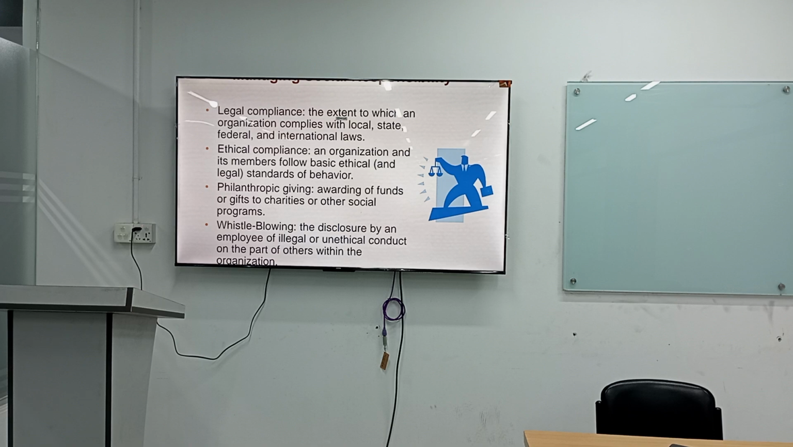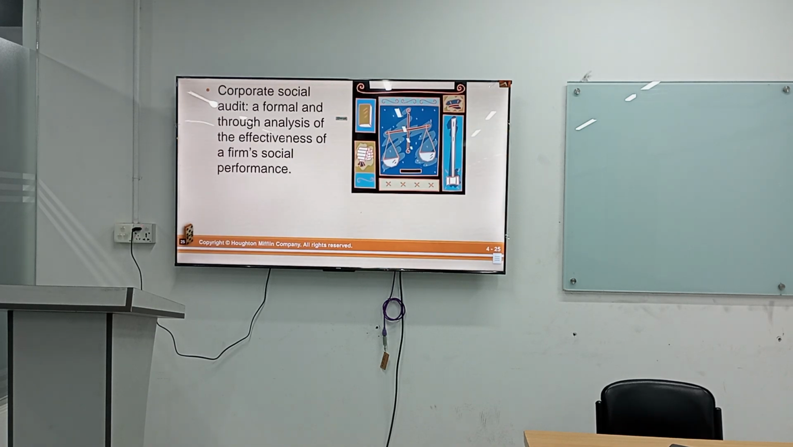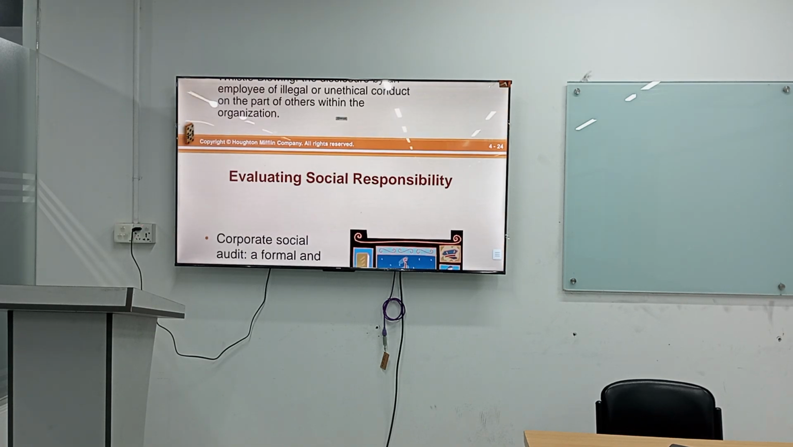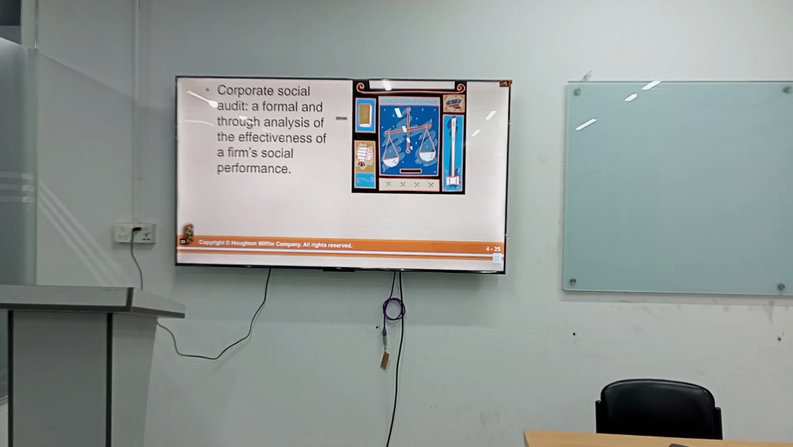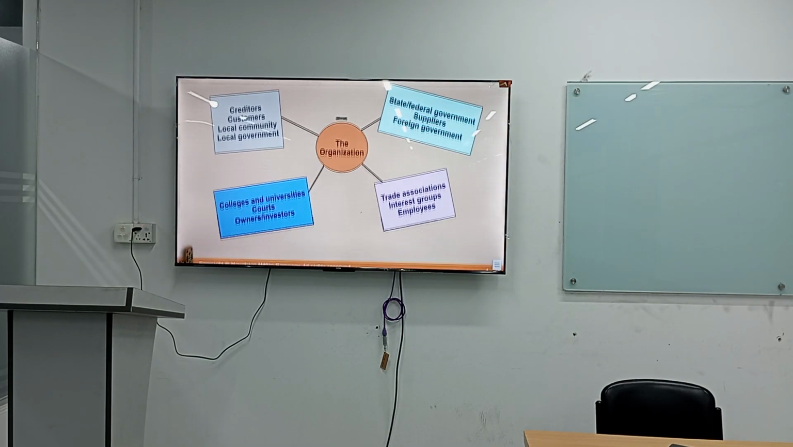One person raises their voice about unethical practices. This is known as whistleblowing. Evaluating social responsibility: a corporate social audit is a formal, thorough analysis of the effectiveness of the firm's social performance.